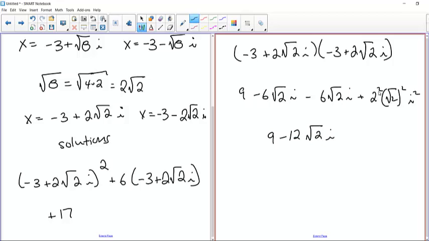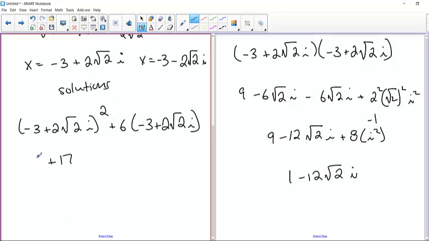And here we'll have 2 squared, which is 4, square root of 2 squared, which is 2, so that'll be 8, plus 8 times i squared. This is negative 1. So you get 9 minus 8 is 1. So you get 1 minus 12 square root of 2i.